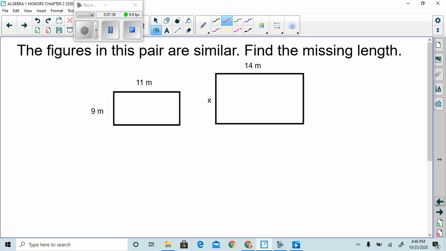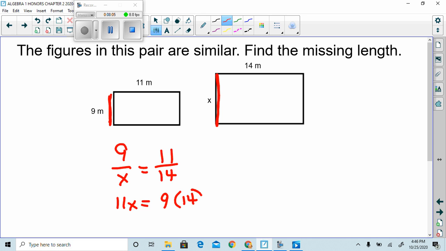The figures in this pair are similar. Find the missing length. Again, set up that proportion. This side here is in the same corresponding spot as this side, so they're in a ratio, they're a comparison. So I've got 9 is to x as 11 is to 14. Again, cross multiply and solve. Go ahead and finish that one up.